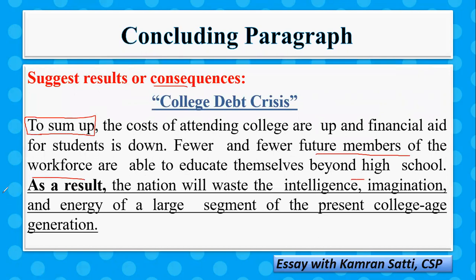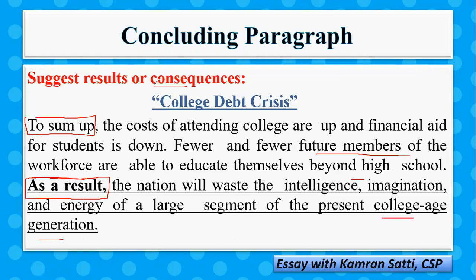As a result, now this means that we're going to suggest a consequence, that if we don't do this in a timely manner, this will happen. This will be the consequence. What will be the consequence? As a result, the nation will waste the intelligence, imagination, and energy of a large segment of the present college age generation.